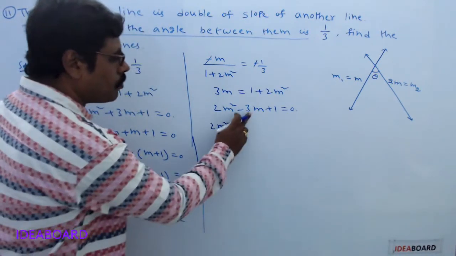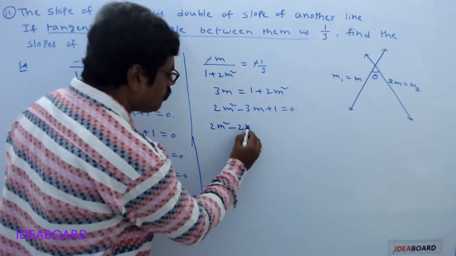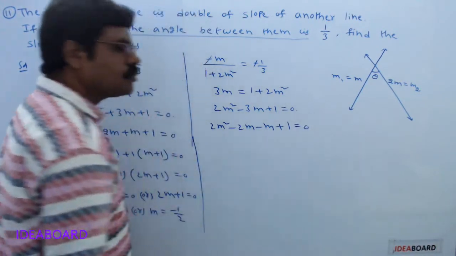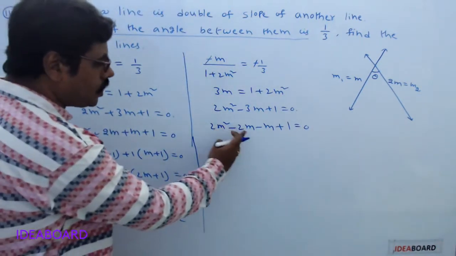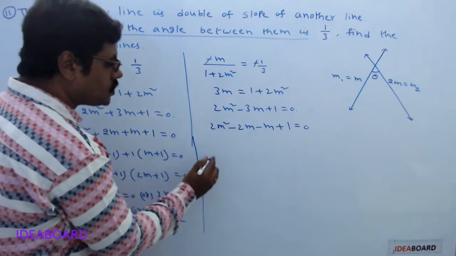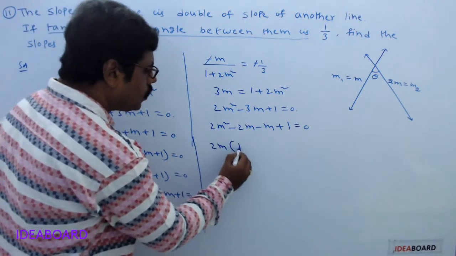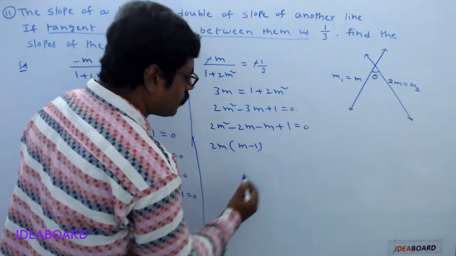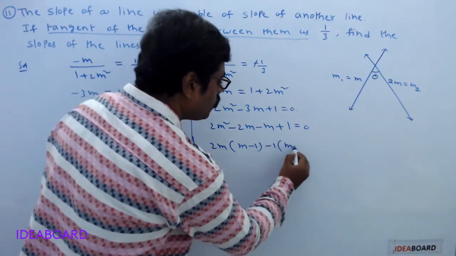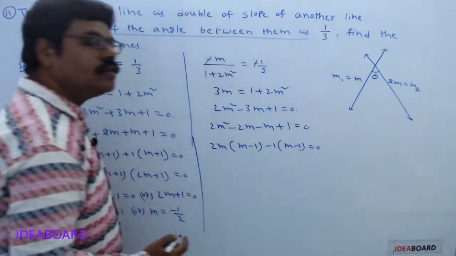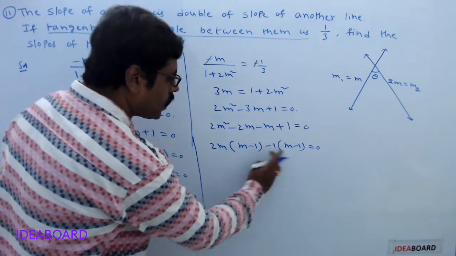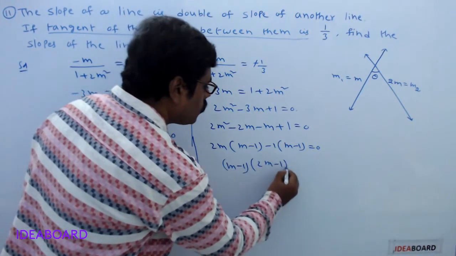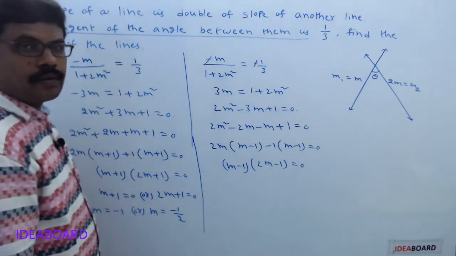2m square minus 3m can be taken as minus 2m minus m plus 1 equals 0. Take the common factor 2m from the first and second terms: 2m into m minus 1. Take the common factor minus 1: minus 1 into m minus 1 equals 0. Take the common factor m minus 1: m minus 1 into 2m minus 1 equals 0.